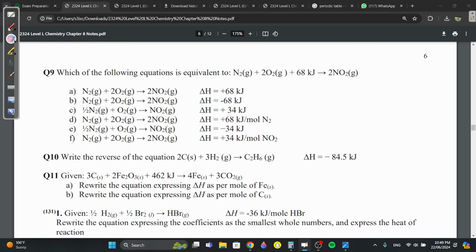Question 10, write the reverse. Very easy, just flip it, flip everything. It's going to come C2H6 to produce 3H2 plus 2C, and the delta H would just become positive.